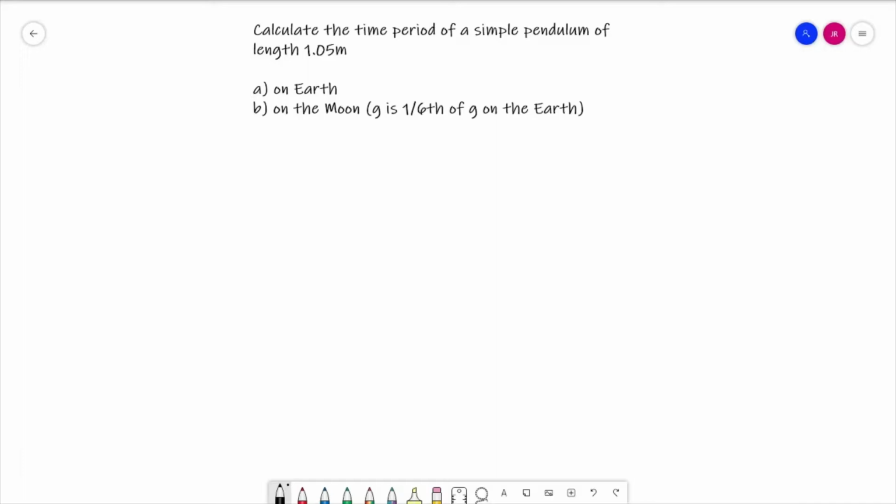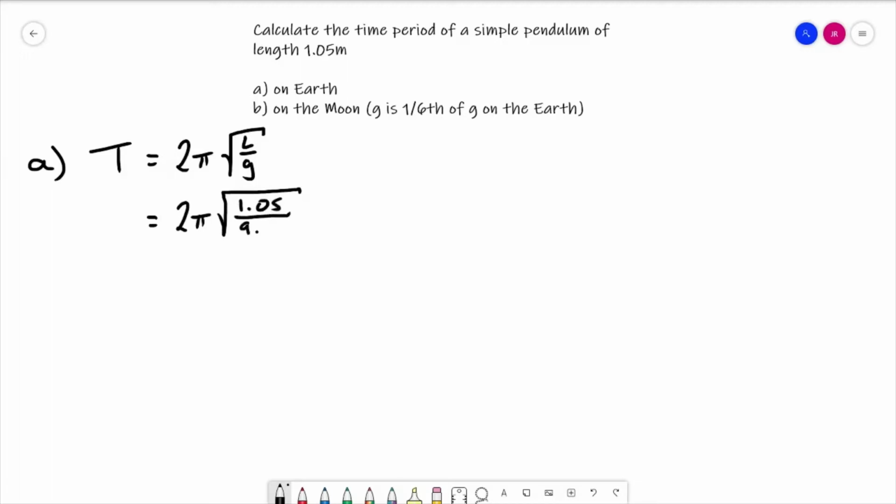So let's do on the Earth first. So obviously T is equal to 2 pi root L over g, which is equal to 2 pi root of 1.05 over 9.81. When we put that into our calculator, we get 2.0556, and therefore, as the question is given in 3 sig figs, we will round to 2.06 seconds.